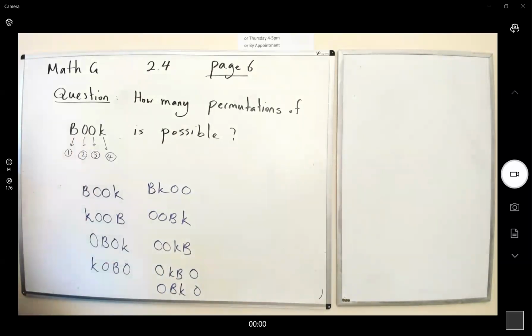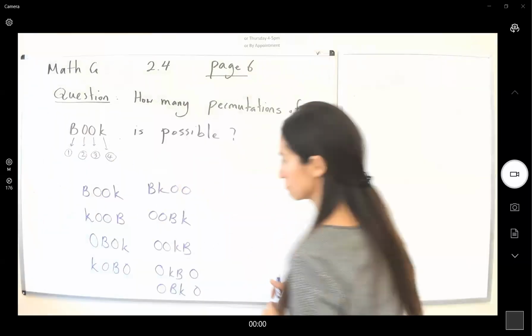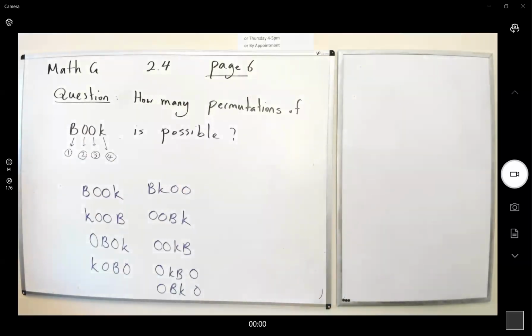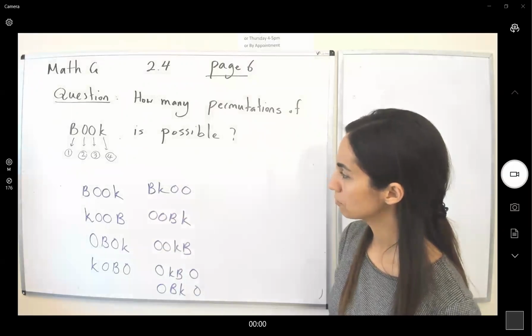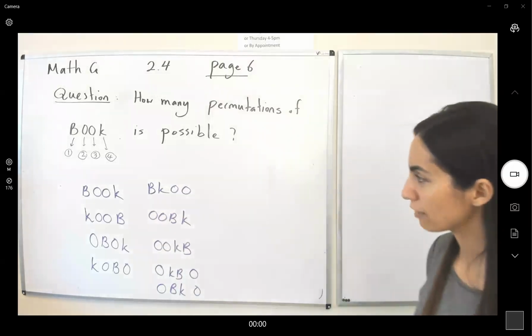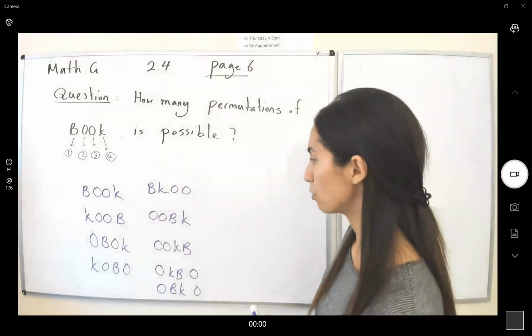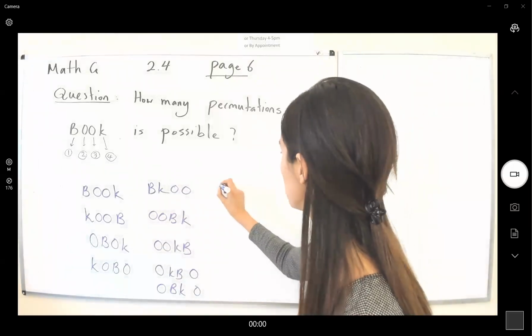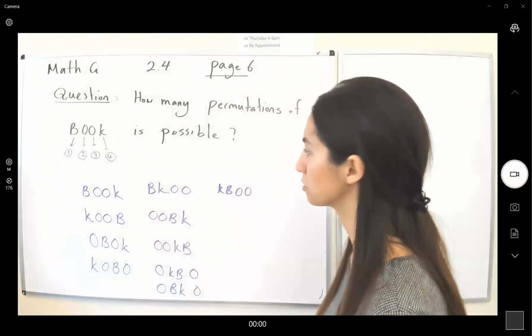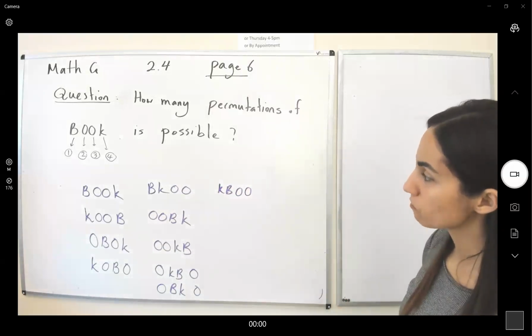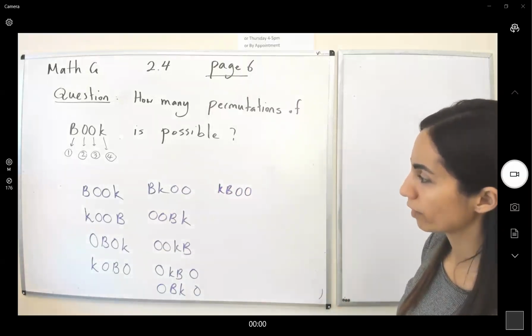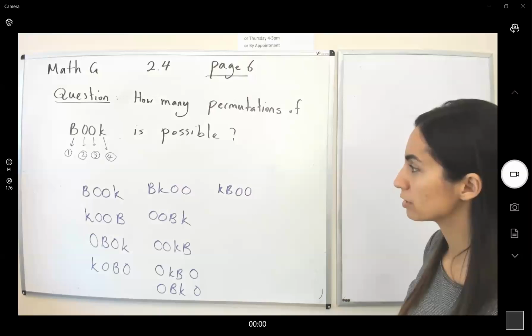Okay, what else do we have? So we started with OO, BK, KB. Then we started with B, O, OK. Then we have BKOO, KBOO. Do we have KBOO? No, we don't have KBOO. Then what else do we have? Just trying to find all of them that are possible for us. Then let's see. Starting with K, OBO. Okay, we have that one here.